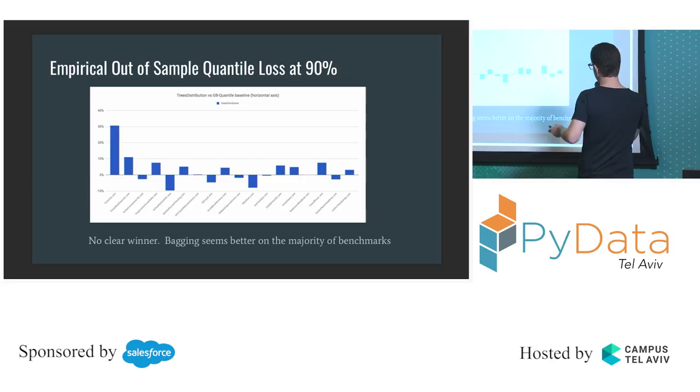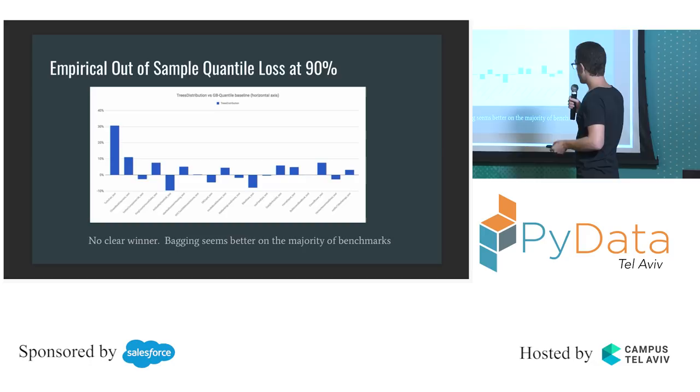Another fast comparison, this is also comparing the two methods. The x-axis, or the zero point, is the gradient boosting performance on the empirical loss that we saw earlier. And the y-axis is the increase or decrease in performance the tree distribution has over the gradient boosting. Also here we don't see a clear winner, but bagging seems a bit better at this extreme quantile.